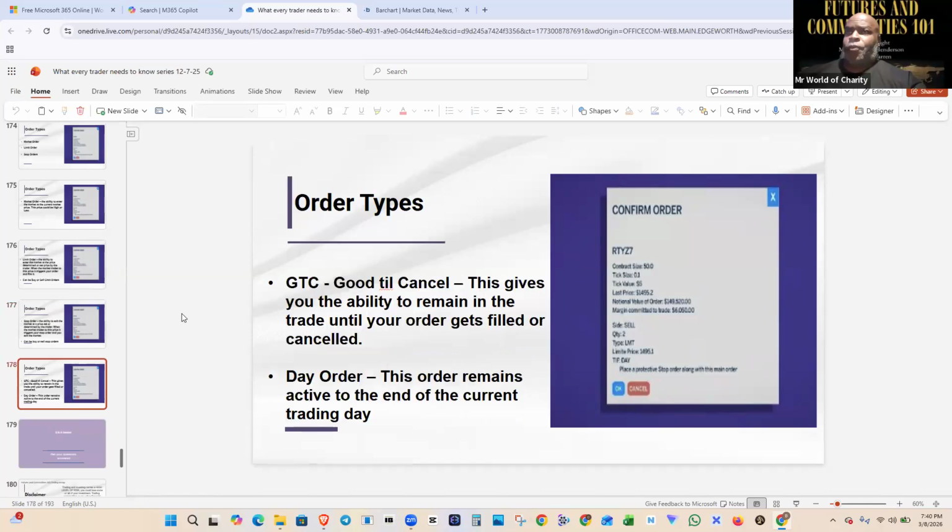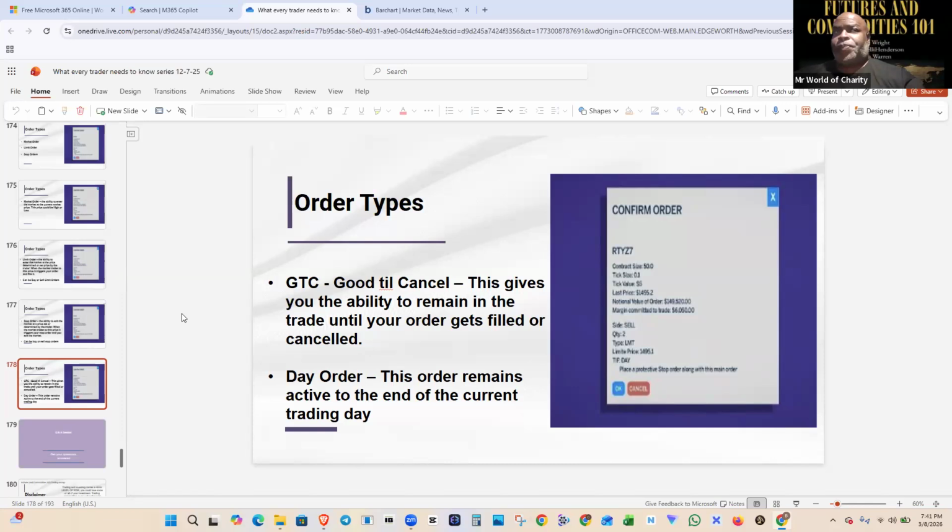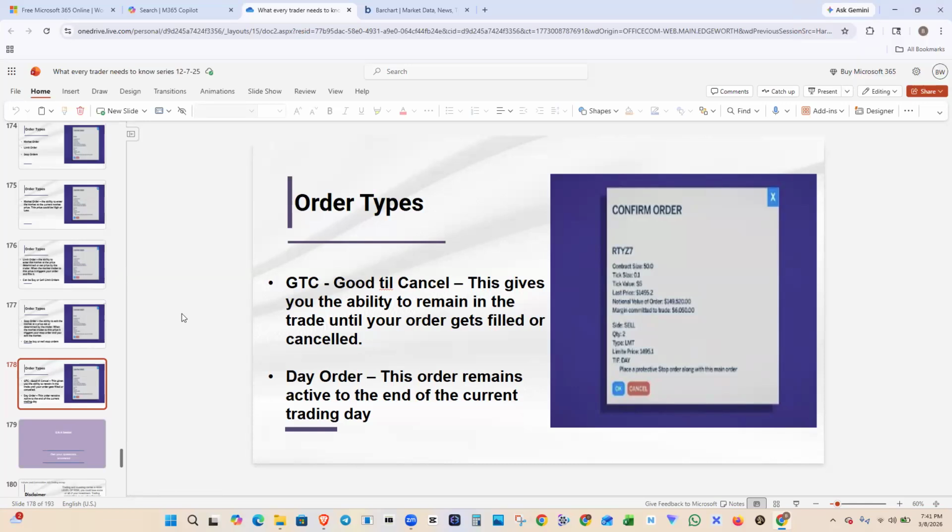Hey, Johnny, do we ever trade without using that stop order? Never. I think there's a rule, correct? Correct. Yep. We never trade without a stop loss.